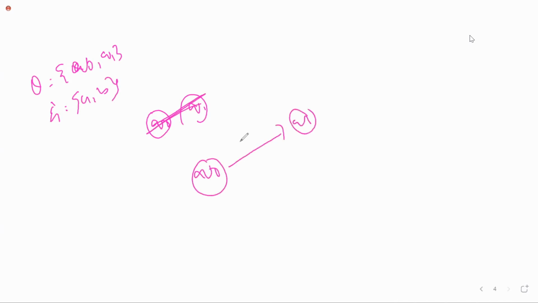Q is equal to the set of states Q0, Q1, assume. Sigma is equal to A, B, assume. Okay, now I'm drawing here. Q0 on A is going to Q1. Q0 on B is going to Q0 itself. Q1 on A, Q1 on B is going to Q1 itself. Is this DFA or not?